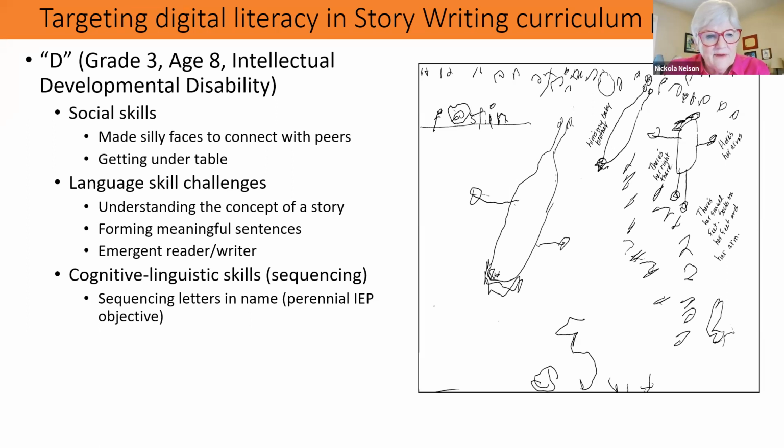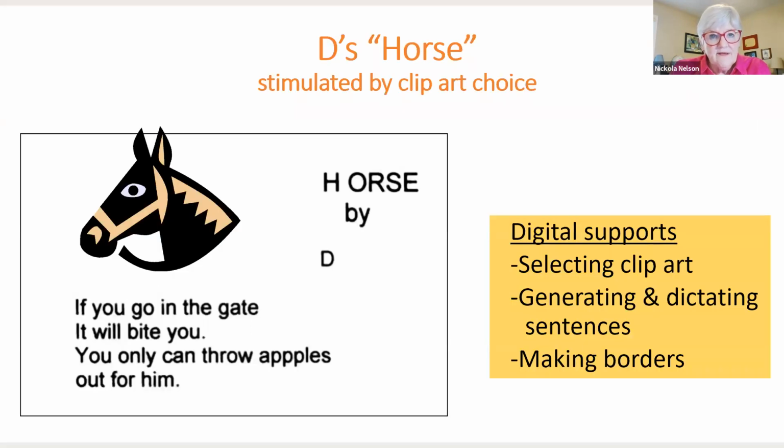But at the same time, what could we do in the writing lab to help him? His perennial goal and objective on his IEP, or individualized education plan, was to sequence the letters in his name. And you can just see about how far that was going to get him in life. So one of the things that Dee found very useful was selecting clip art, which would stimulate him to think of a topic idea, something he could write about.